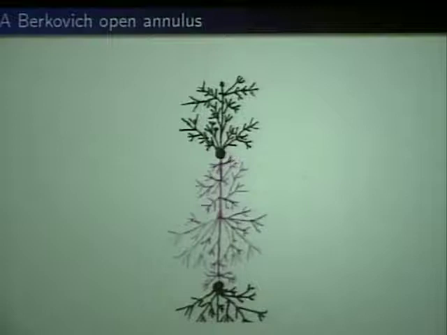And remember, here's a picture of an annulus. So this open segment is the main dendrite. This open segment right here.